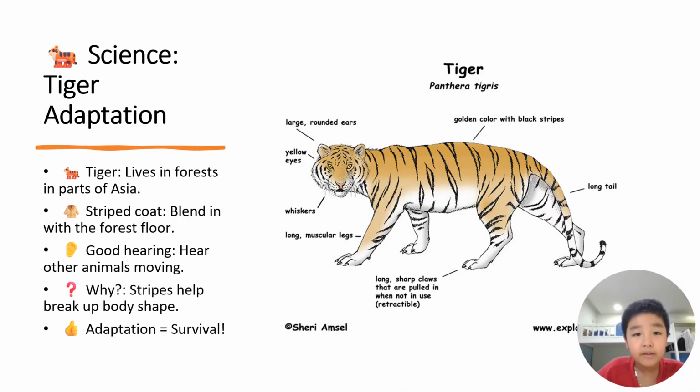Now, let's have a closer look at how tigers are adapted to their habitat. Tigers live in forests in parts of Asia. They have a striped coat that lets them blend in with the forest floor. They also have very good hearing, which helps them hear other animals moving. The stripes help break up the tiger's body shape, making it harder for other animals to see them.